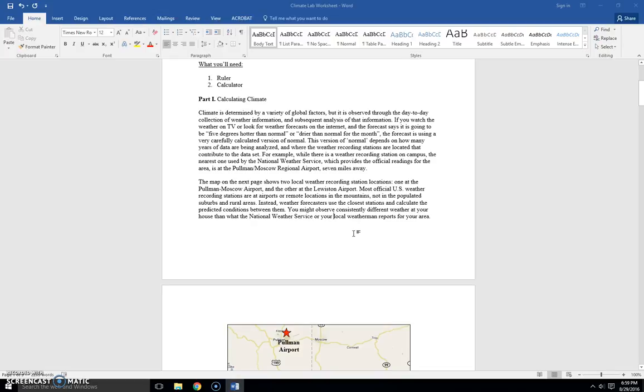Most official U.S. weather recording stations are at airports or remote locations in the mountains, not in the populated suburbs and rural areas. Instead, weather forecasters use the closest stations and calculate the predicted conditions between them. And they use a variety of methods to do that. You might observe consistently different weather at your house than what the National Weather Service or your local weatherman reports for your area, which is definitely true at my house, which is why I have my own little amateur weather station, because it's always hotter where I'm at.